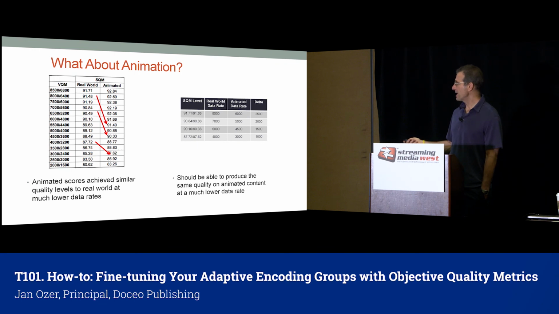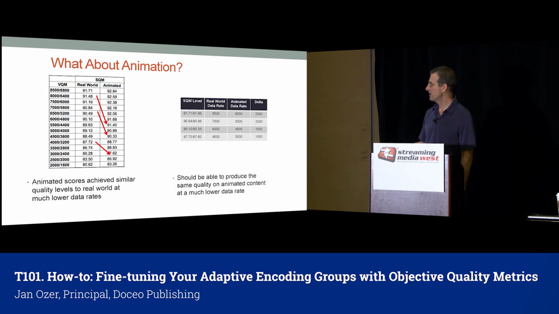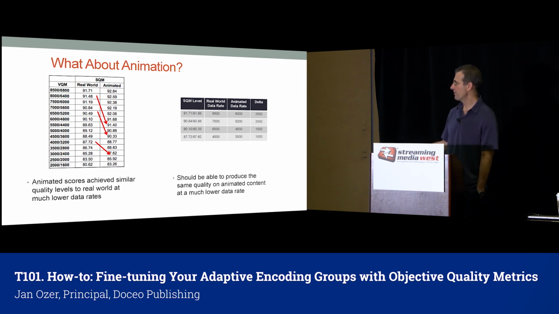And then animation, kind of the same thing. Basically what we talked about before, you get the same quality with animated video at a much lower data rate. So here we're seeing with real world video, we get a 91 at 8,500 kilobits per second, or 6,800 for 24 frames per second. We get the same quality down here at 5,500 or 4,400 kilobits per second. So we're saying basically per title is what you should use.